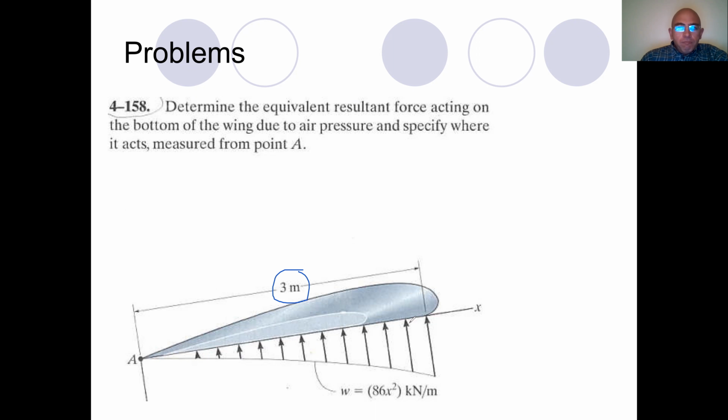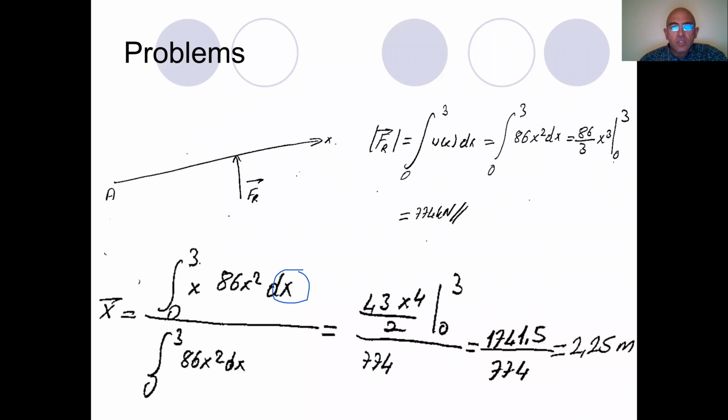Okay, so we are asked for the location of the resultant force and the point where it acts. Therefore, we need to calculate the magnitude of the resultant force by integrating the distributed load along the wing. And then second thing is we will calculate the moment generated by this distributed load. Therefore, by dividing these two, we will obtain the location of the resultant force.